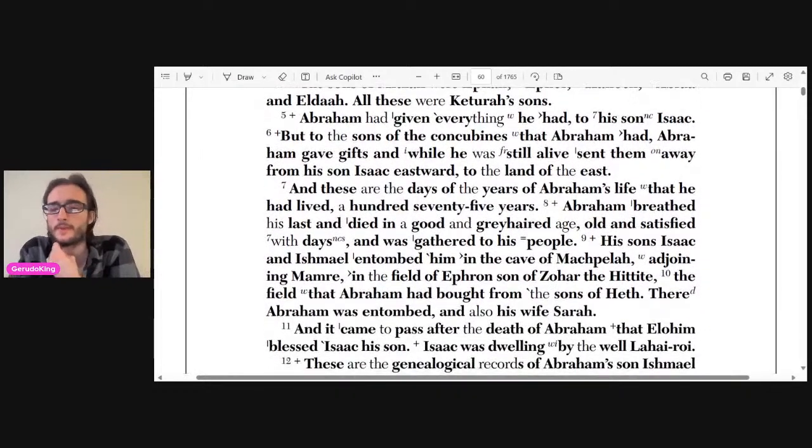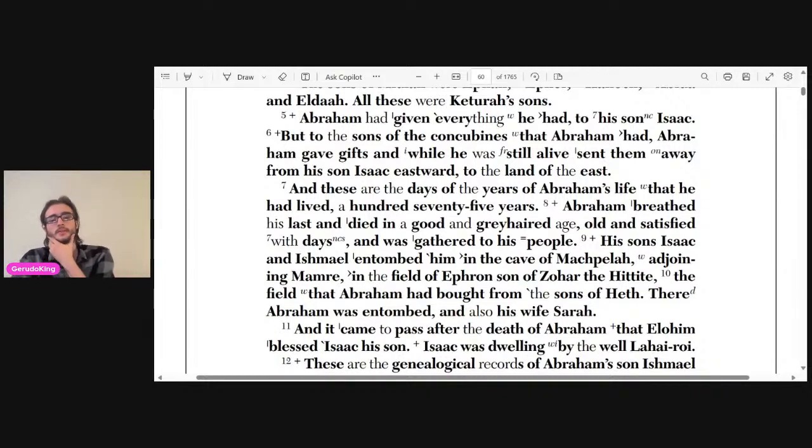Abraham had given everything he had to his son Isaac. But to the sons of the concubines that Abraham had, Abraham gave gifts, and while he was still alive, sent them away from his son Isaac eastward to the land of the east. And these are the days of the years of Abraham's life, and that he had lived 175 years.